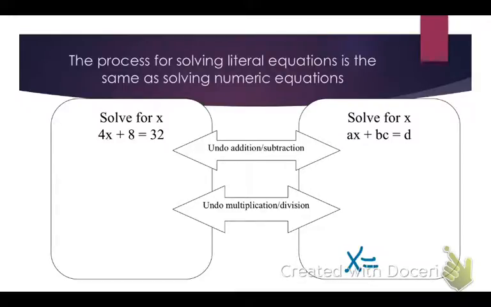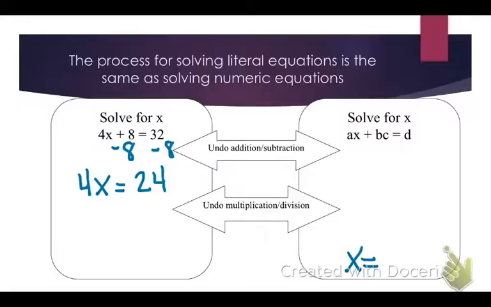I find that students are very confused by the one on the right because there's no numbers. So I've made the one on the left mirror the one on the right. Notice that I've just used numbers like 4, 8, and 32 instead of the values a, b, c, and d. My goal is to get x by itself. So I think that you would be able to tell me that we would need to subtract 8 on each side in the equation on the left, which would result in 4x equals 32 minus 8, which would be 24.